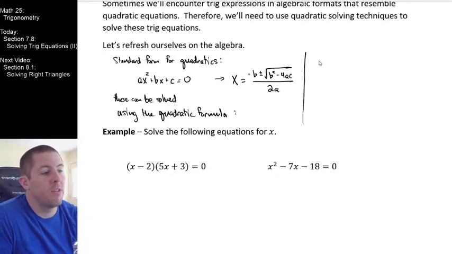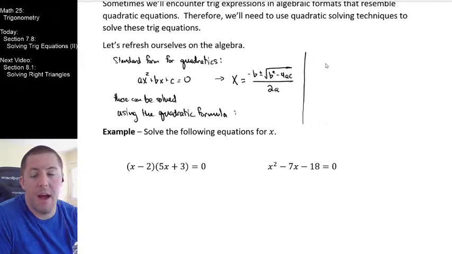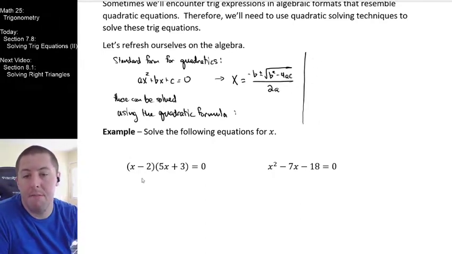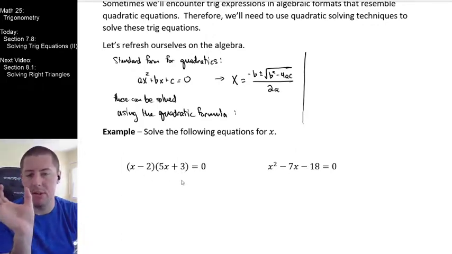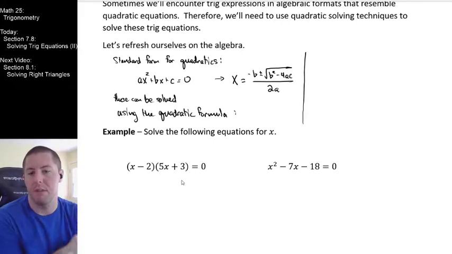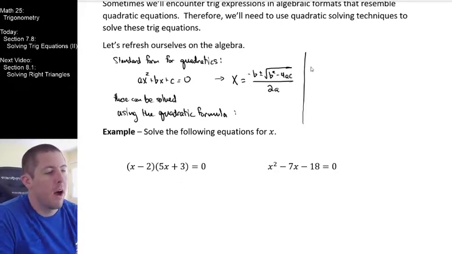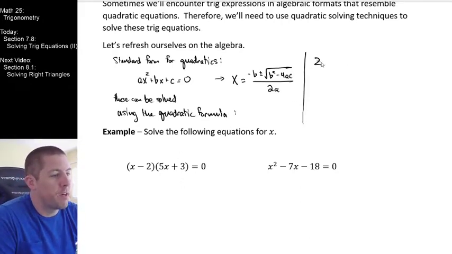Another thing we should remember is that we might end up in a factored form rather than standard form, right? This is in factored form right here. We have the factor of x minus 2 and the factor of 5x plus 3. And so also remember our zero product property. I believe that we talked about this one in 7.7.